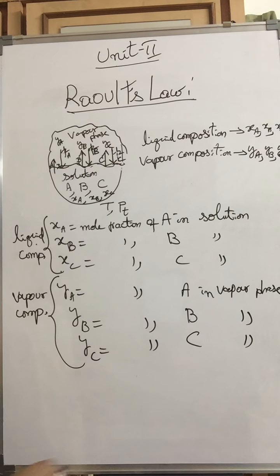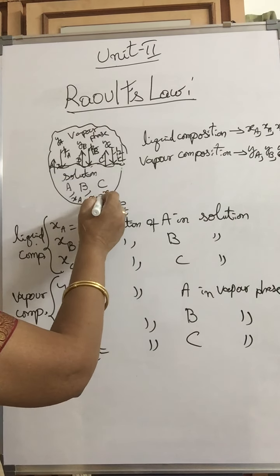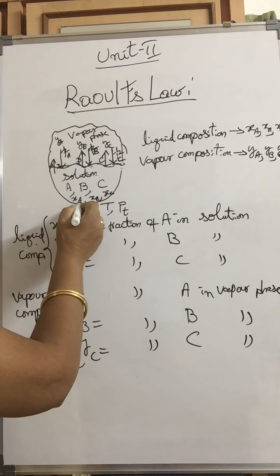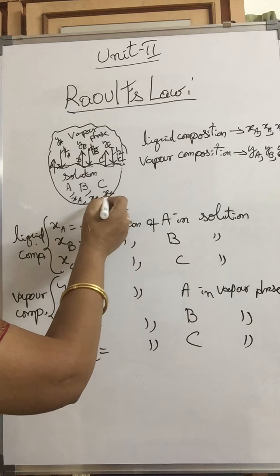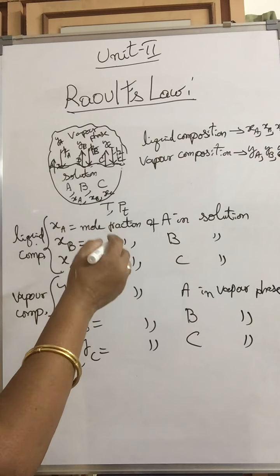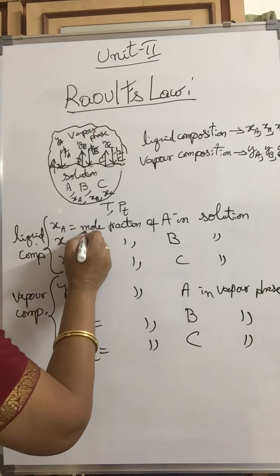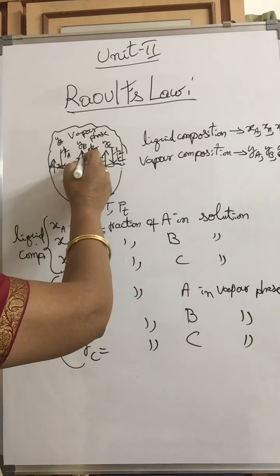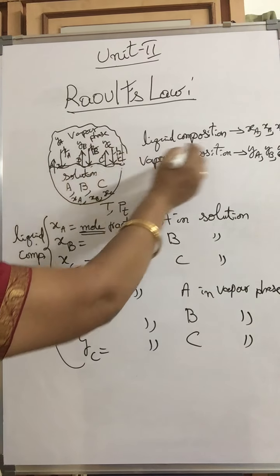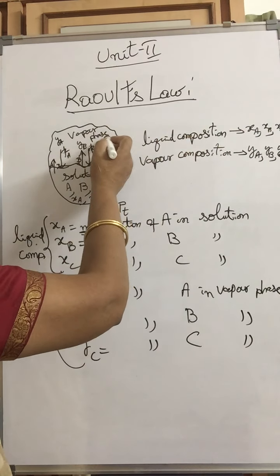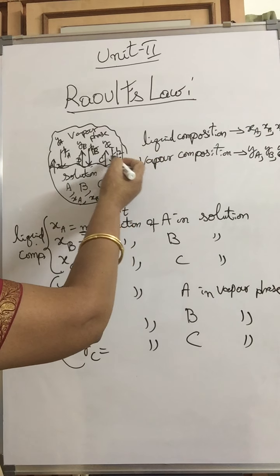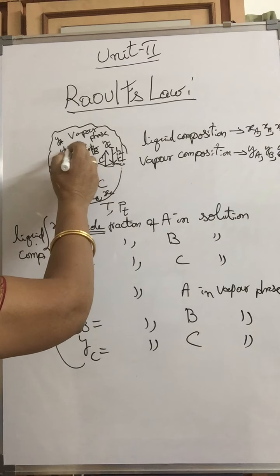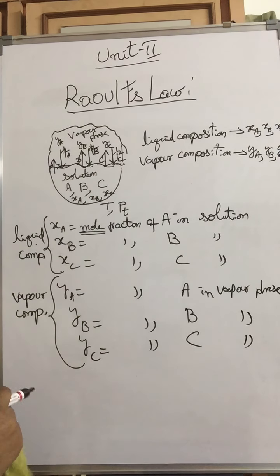So we are given a liquid with components A, B, C, and the composition is represented by XA, XB and XC. X is the mole fraction in the liquid phase. Here YA, YB, YC are the vapor composition, which is also a mole fraction only. And what are PA, PB, PC? The partial pressure of A exerted here.